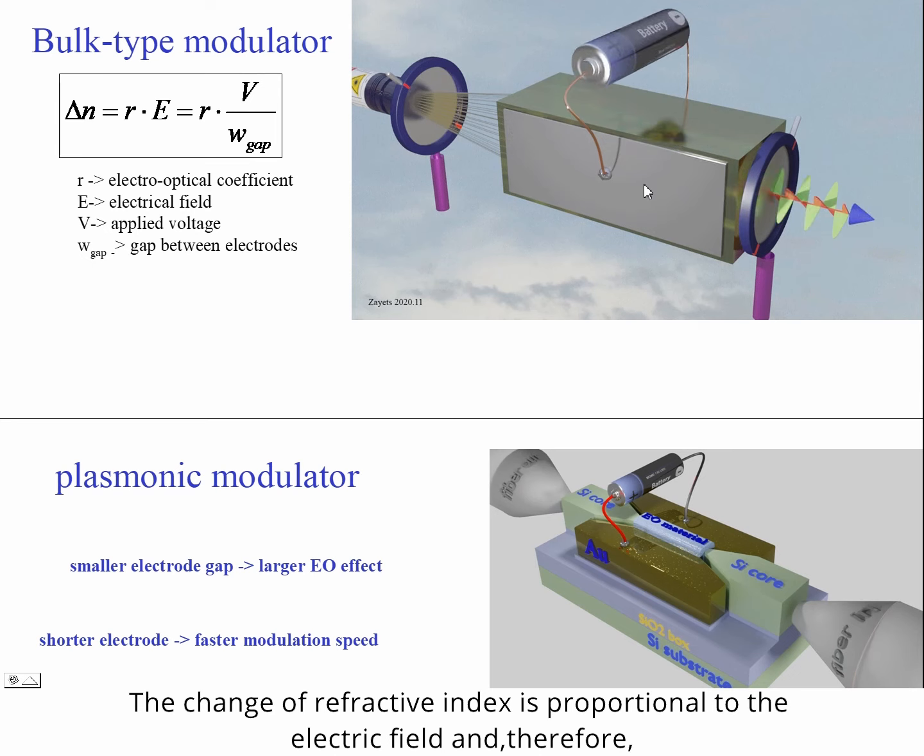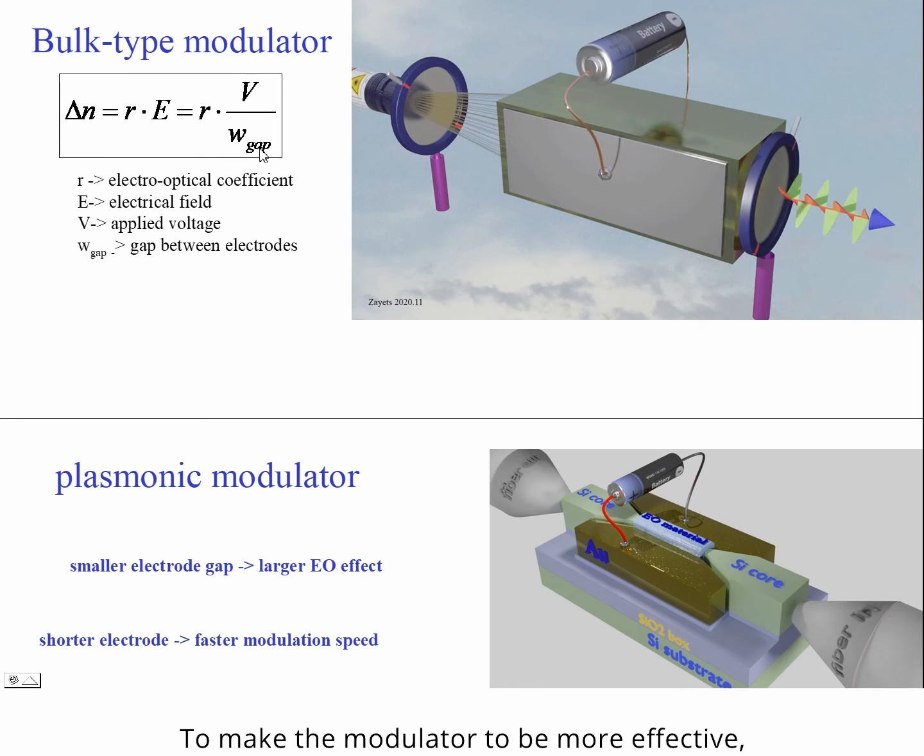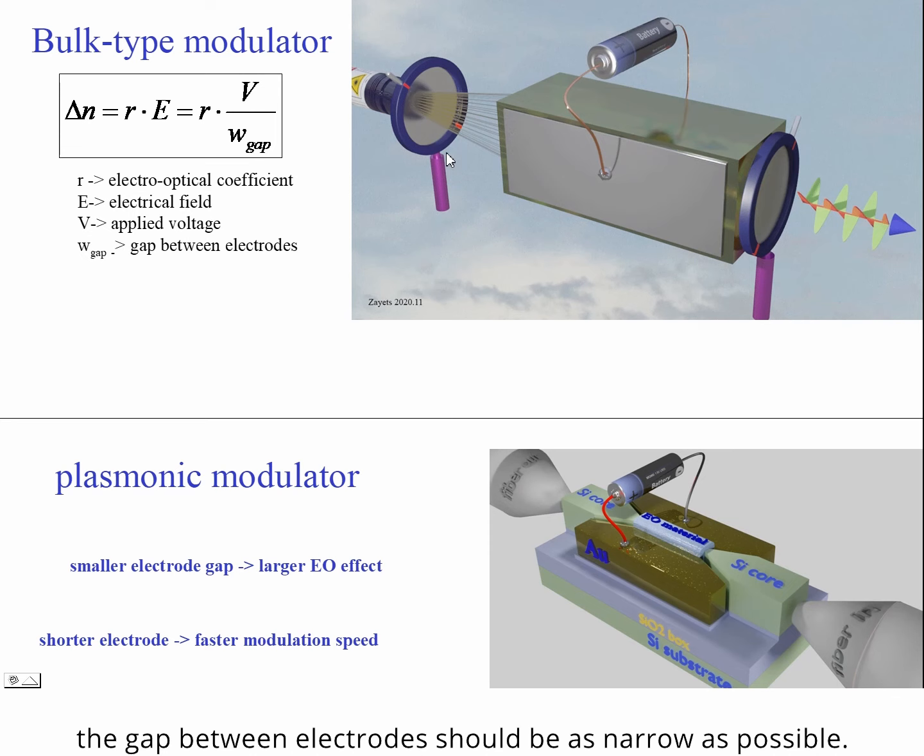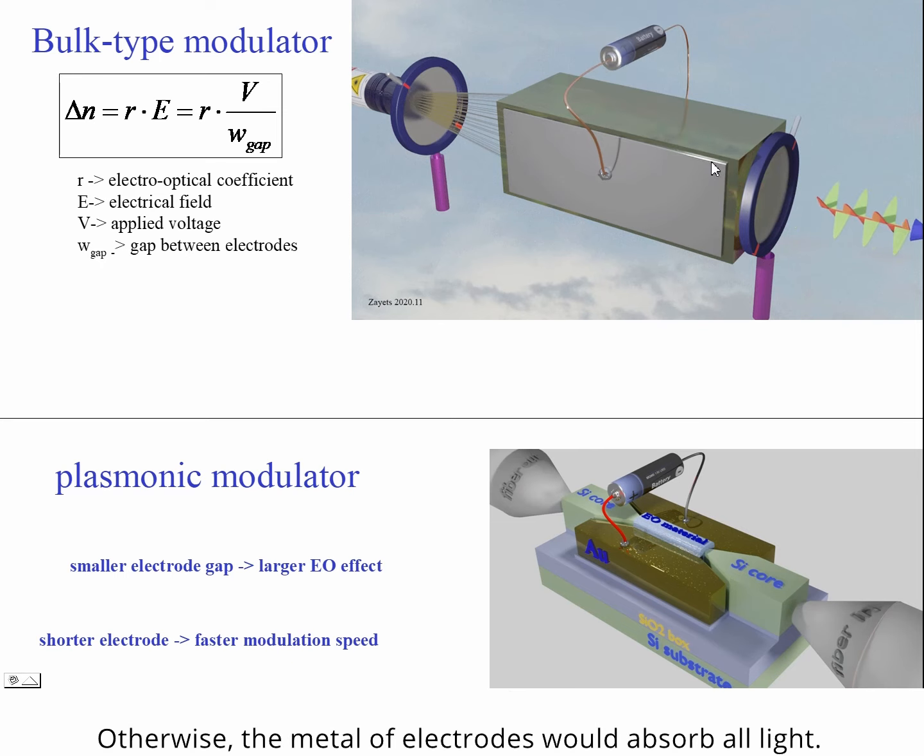The change of refractive index is proportional to the electrical field and therefore is reversely proportional to gap between electrodes at fixed applied voltage. To make the modulator more effective, the gap between electrodes should be as narrow as possible. However, in case of bulk modulator, the gap is limited to about 1 mm. Otherwise, the metal of electrodes would absorb all light.